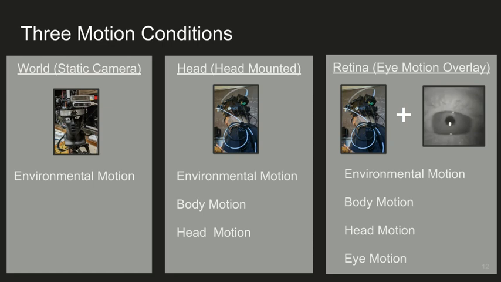Our final condition, retina, on the right, is video taken from the head-mounted camera with spatially and temporally registered eye motion overlaid on it. This includes all of the motion categories: environmental, body, head, and eye. This condition is representative of the signal sampled by the retina.